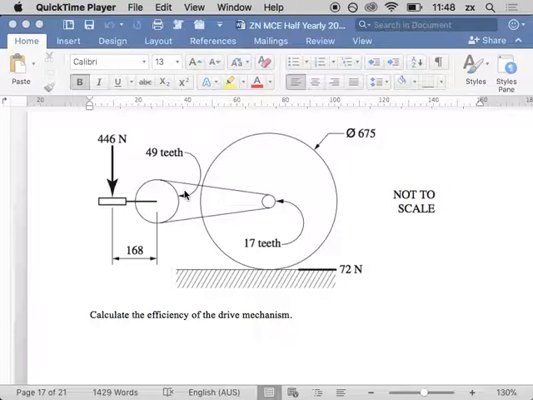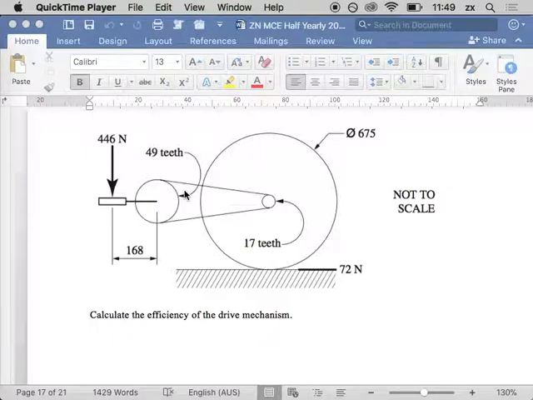Our wheel that's got the 168 radius, how many teeth does it have? 49. So we reverse that number and put the 49 on the bottom. The 675 wheel, how many teeth does it have? 17. So we put it like that. Yeah, that's one way of writing out nrev. We're multiplying the thing by nrev.